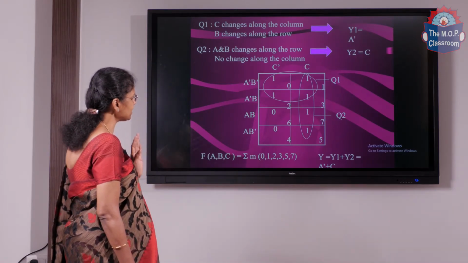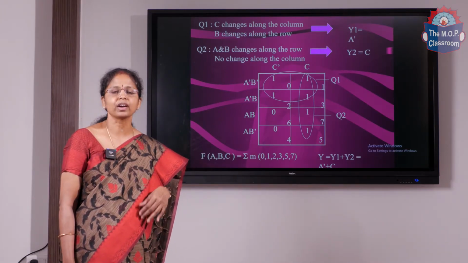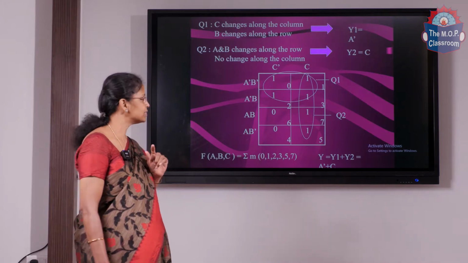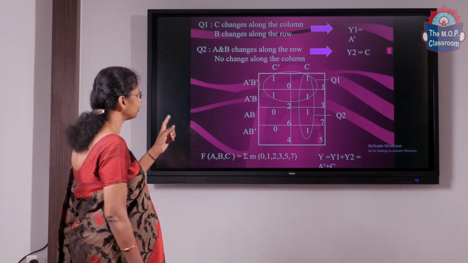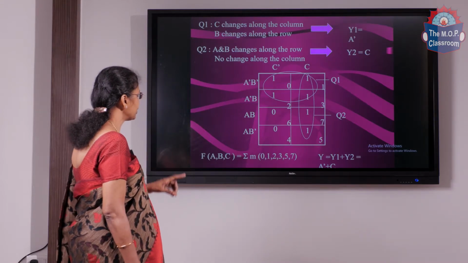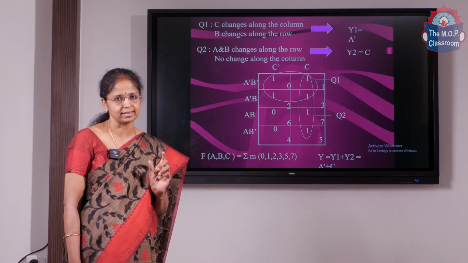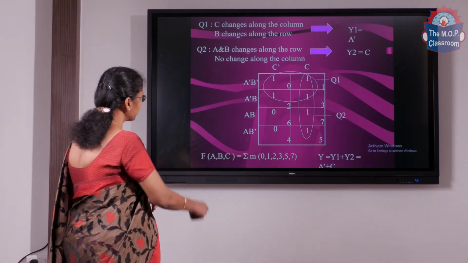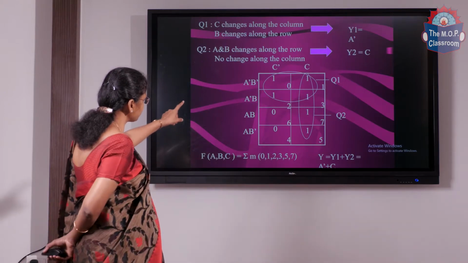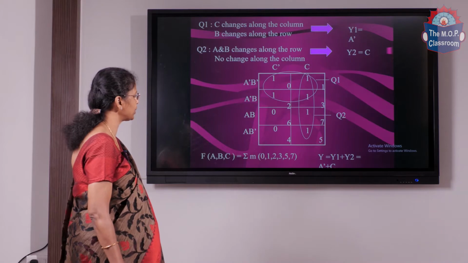Now, also as we move from column 1 to column 2, C changes from C prime to C, that is from complemented form to uncomplemented form. So, C has to be dropped. So, the final expression for quad 1 is, let us say y1. y1 is equal to A prime because the first two rows are represented by A prime.